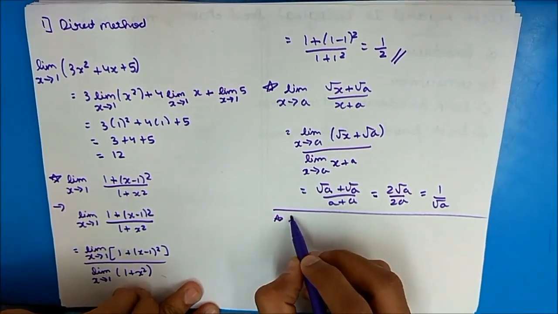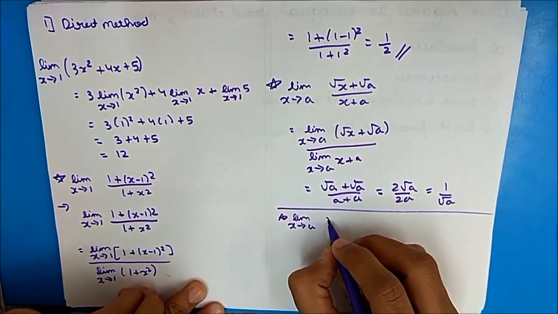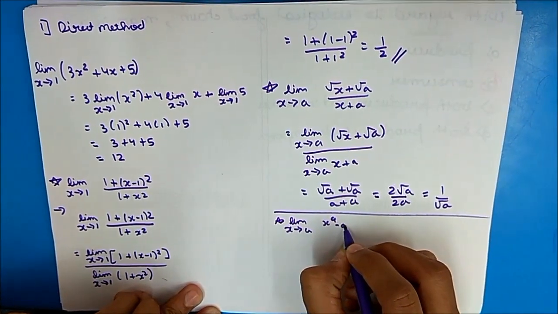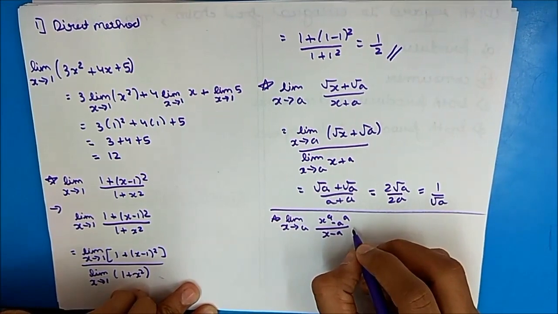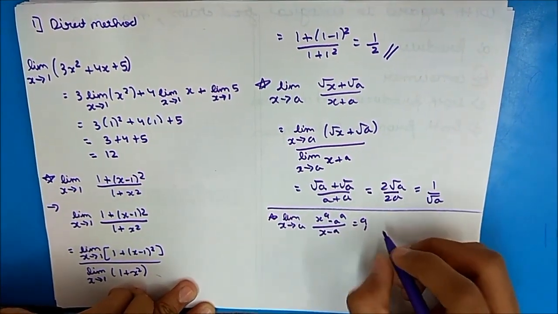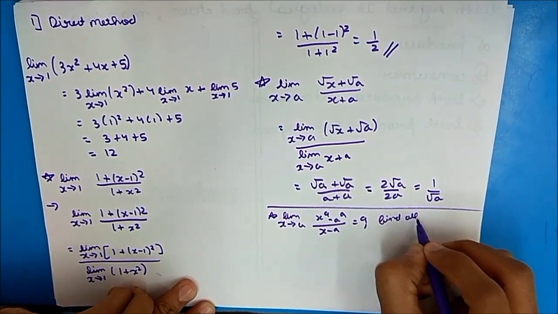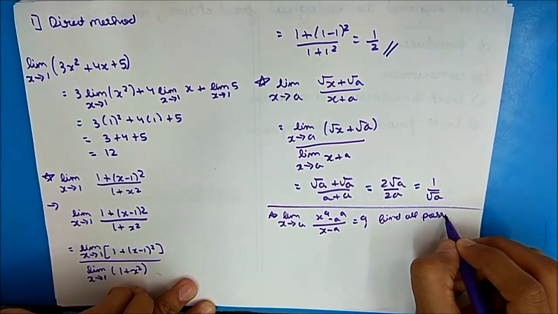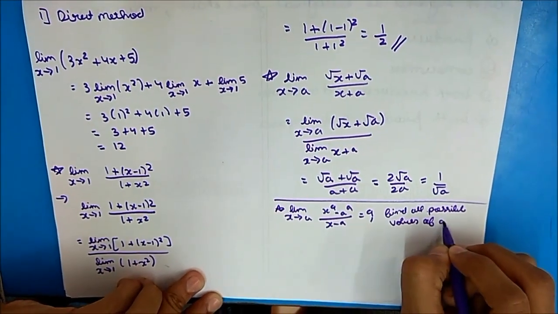Another sum would be limit x tends to a, x to the power 9 minus a to the power 9 upon x minus a is equal to 9. Find all possible values of a.